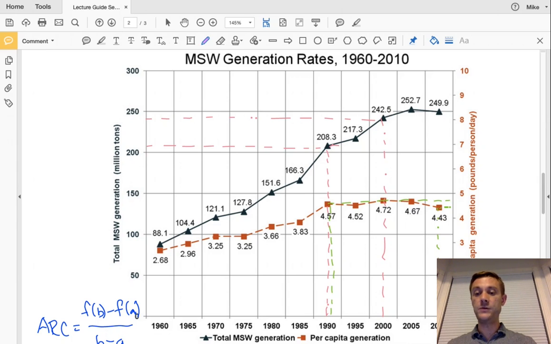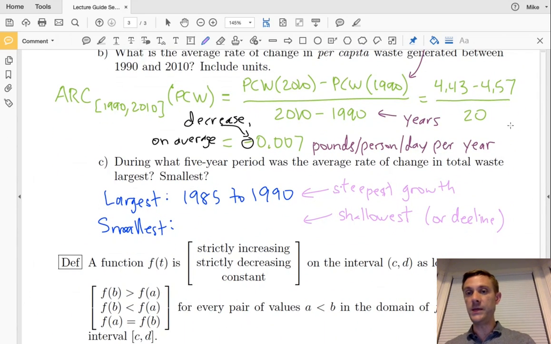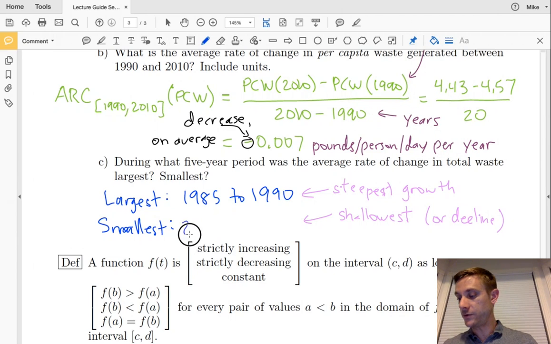So from 2005 to 2010 was the only time we saw a decrease. So that's definitely going to be the smallest average rate of change by virtue of being negative to a certain amount.